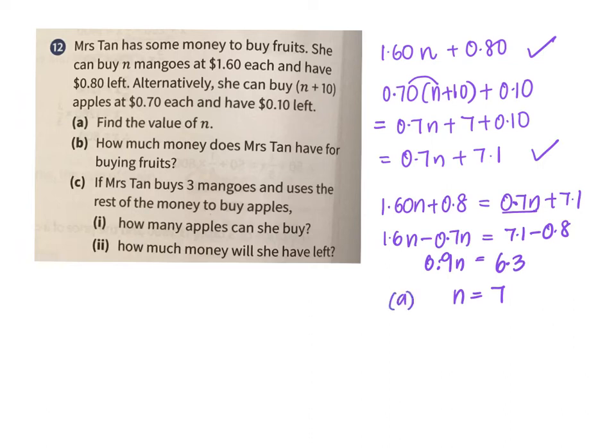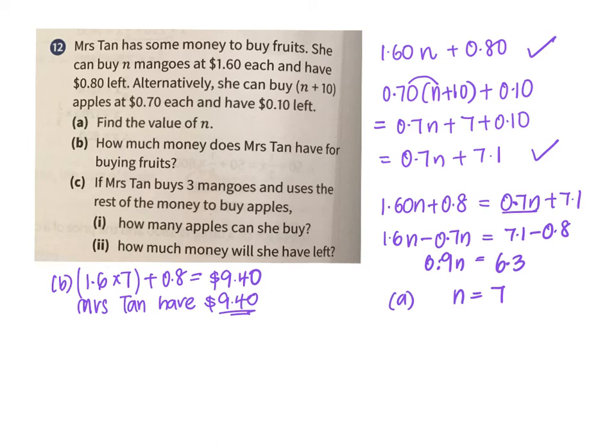How much money does Mrs. Tan have for buying fruits? I can use either one of the expressions. So in this case, I'll say the total amount of money will be $1.60 times N, which is 7 now, plus 80 cents. That gives me a total of $9.40. Okay, need to write a description probably. So Mrs. Tan has $9.40.